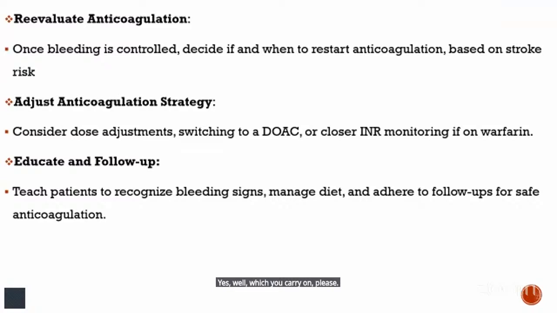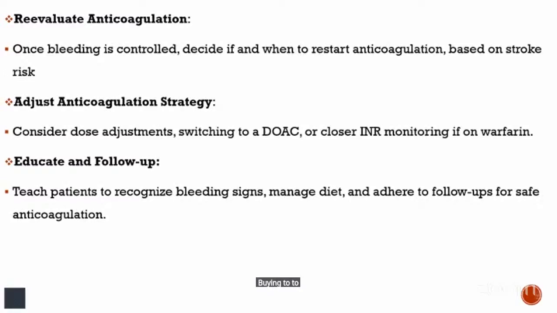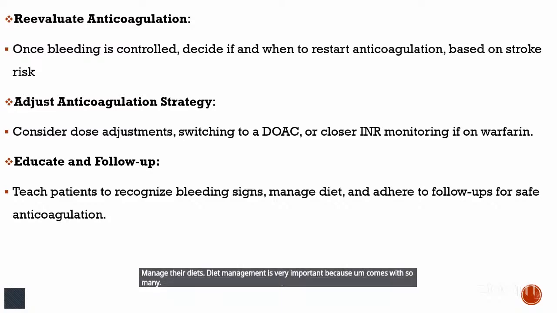So we can reevaluate the anticoagulation depending on the risk. We can step down from warfarin to direct acting, direct oral anticoagulants, such as dabigatran. Then we can also educate and follow up, teaching patients the signs of bleeding, and managing their diet. Diet management is very important because atrial fibrillation comes with so many conditions. We will say something about diabetes. Imagine if the person is not managing what he or she is eating, and the person is diabetic, we see a higher chance of bleeding and stroke.